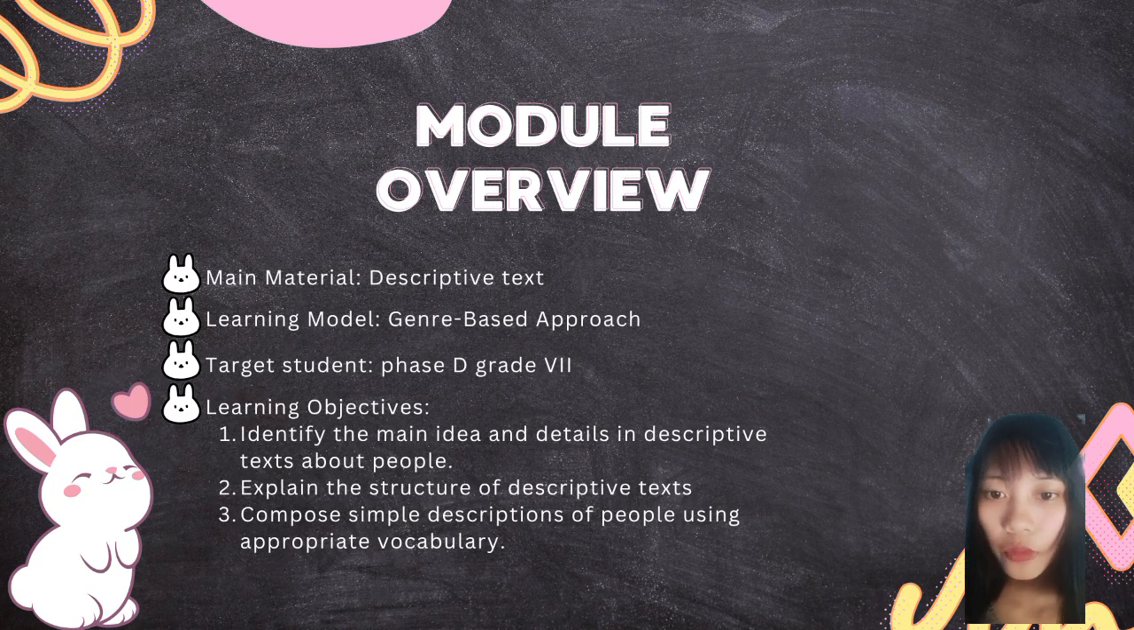And the learning objectives are, first, to identify main ideas and detail in descriptive text. Second, to explain the structure, identification and description. And the last is to compose a simple description of people using appropriate vocabulary.